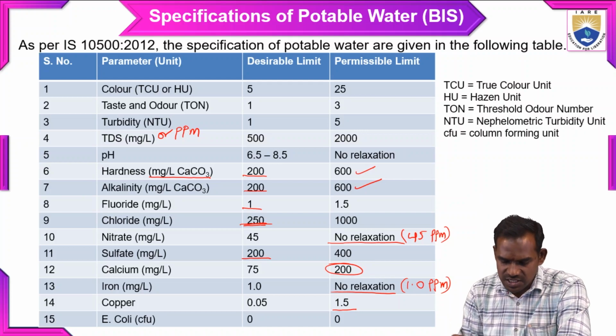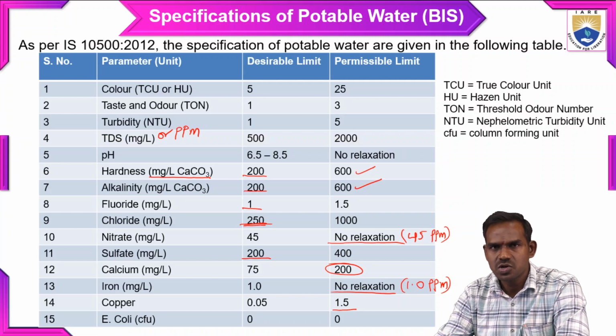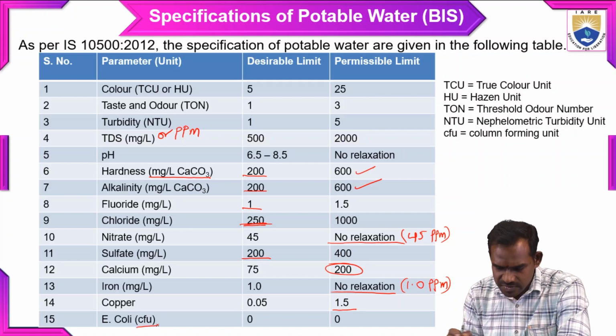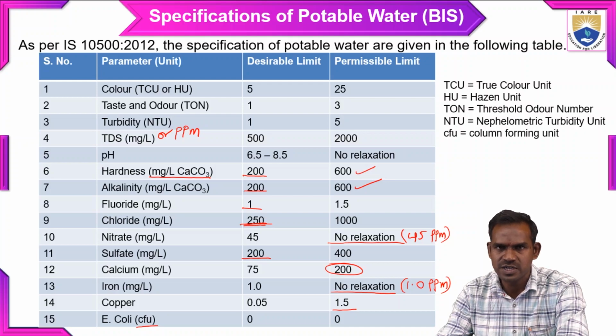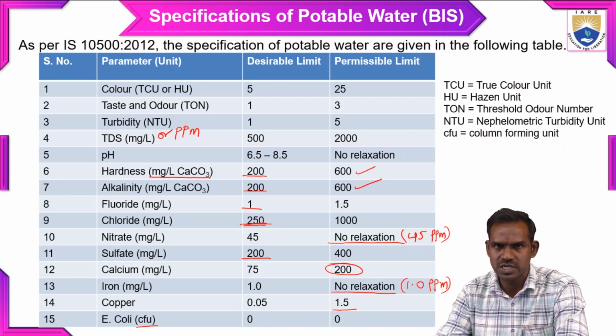Finally, microorganisms such as E. coli. E. coli is abbreviated from Escherichia coli, which is measured in units of CFU, whose full form is colony forming unit, which means that the bacteria or microorganisms form a colony kind of thing. So how many colony forming units are there? In such units, we measure microorganisms such as E. coli. Full form is Escherichia coli.